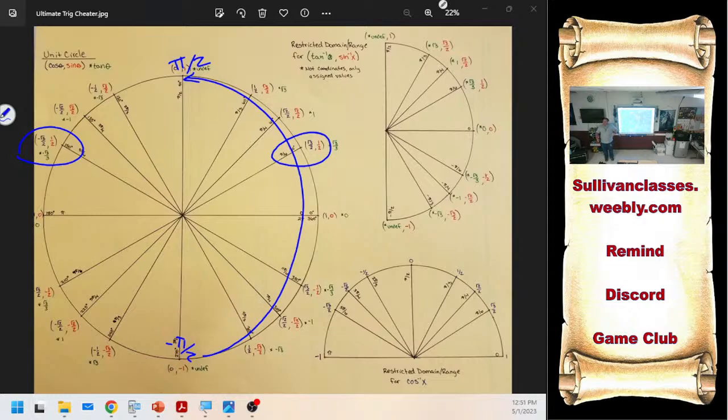Which is why when I send out the ultimate trig cheater, it has your arcsine values only in those two quadrants, and all of these angles are labeled negatives. Yes, it is at pi/6. But don't you dare say 5 pi/6.